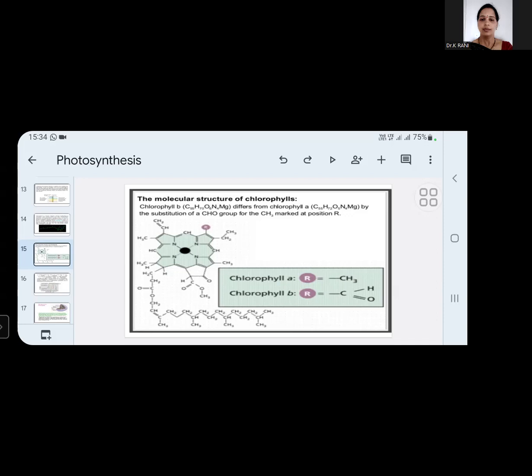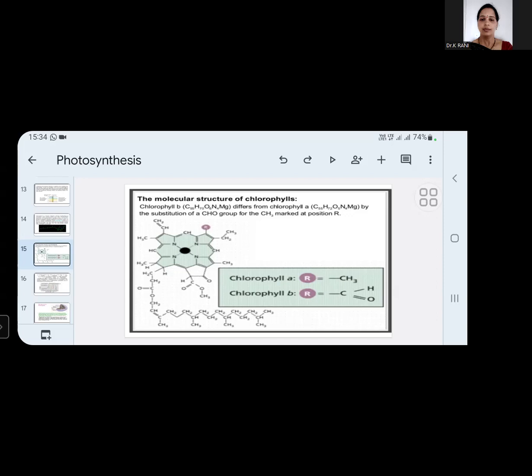In beta carotene, C40H56, and lutein is a xanthophyll. It is present abundantly in plants. Its molecular formula is C40H56O2. So alpha carotene, beta carotene, and lutein, these all are some types of carotenoids. Beta carotene is C40H56 and lutein is C40H56O2. This is the complete carotenoids.